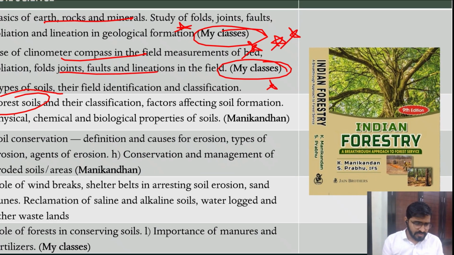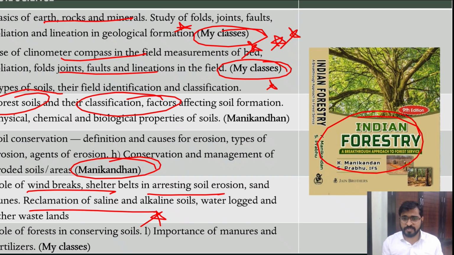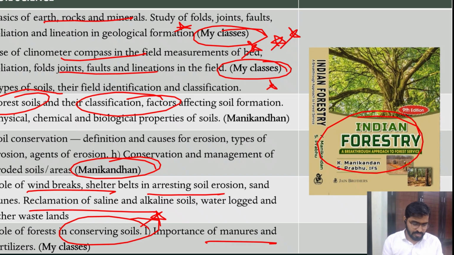And for forest soils and the different classifications of forest soil, you can rely upon the Manikandan book. And even for soil conservation, you can rely upon the Manikandan book. And even wind breaks, shelter breaks, soil erosion, and the reclamation of different types of soil, you will get in the soil science section in the first pages of this book. And for the different roles of forest in soil conservation and the importance of fertilizers and manure, that I will be dealing with. And even you can get these notes anywhere else.